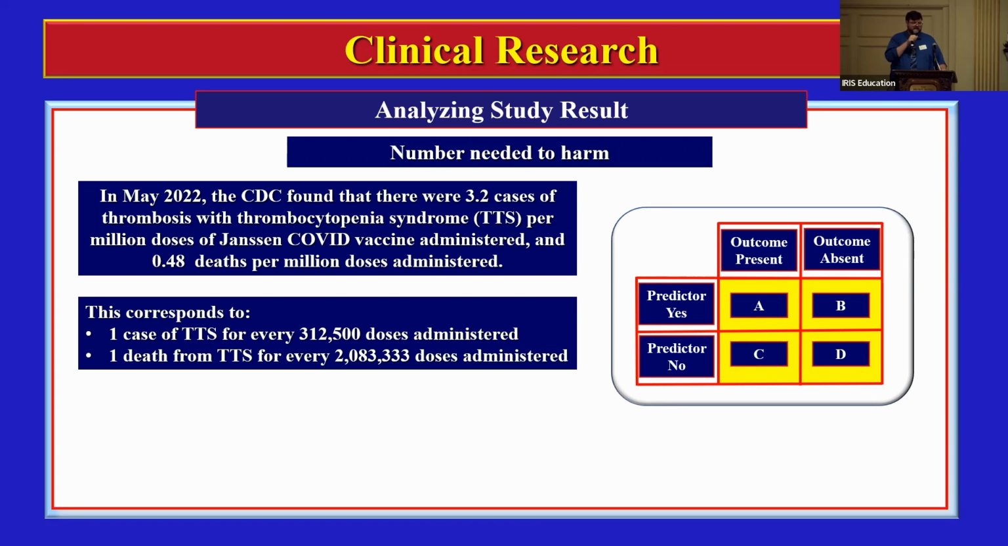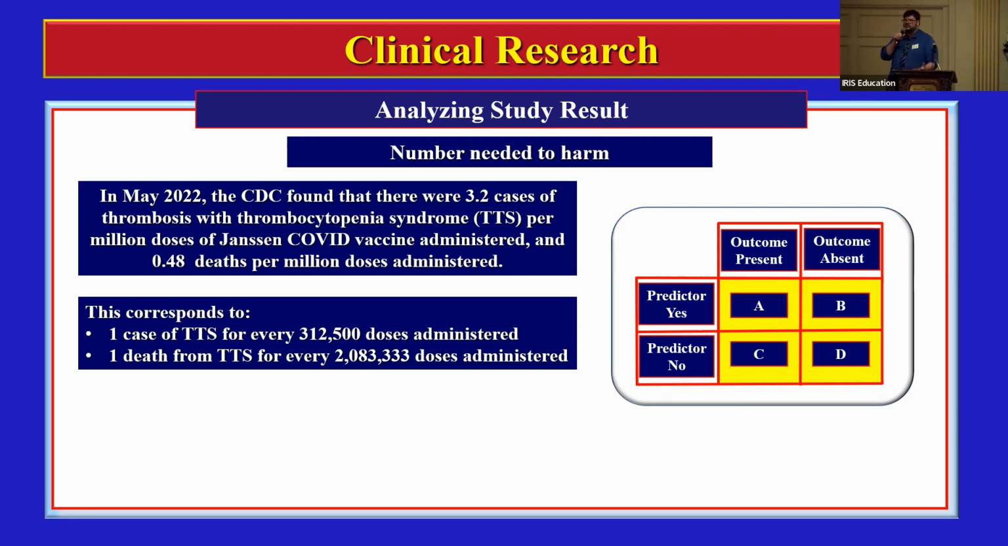If we were to convert that to the number needed to harm, that would mean that we had one case of TTS for roughly every 300,000 doses administered, and roughly one death from TTS for every 2 million doses administered. And at the time, I think there were maybe 9 to 10 million doses administered. So you can think of that as there were roughly 5 excess deaths from this vaccine due to this.